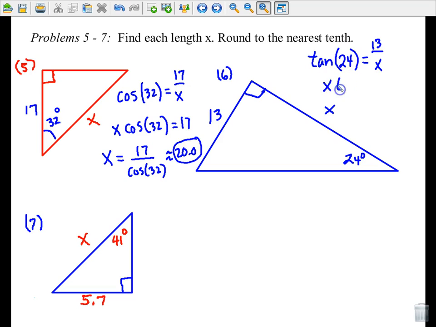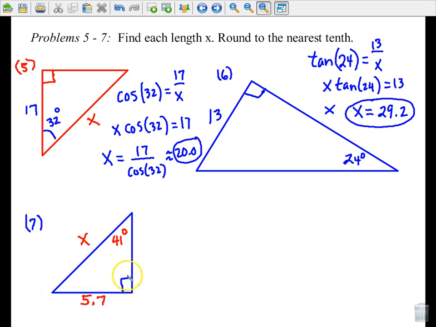So multiply by x on both sides. And this one's very similar to our other one. This time in our calculator, we're going to do 13 divided by tangent, and then in parentheses we'll put 24. And to the nearest tenth, the decimal reads 29.19847. To the nearest tenth, that's 29.2. So that's my answer for number 6.